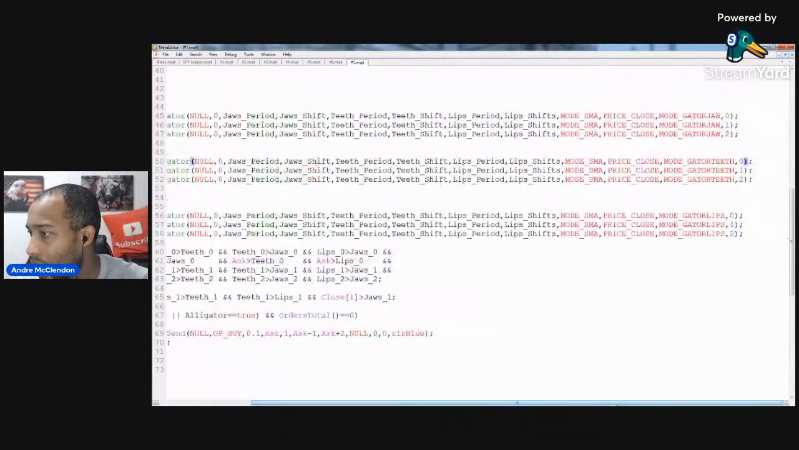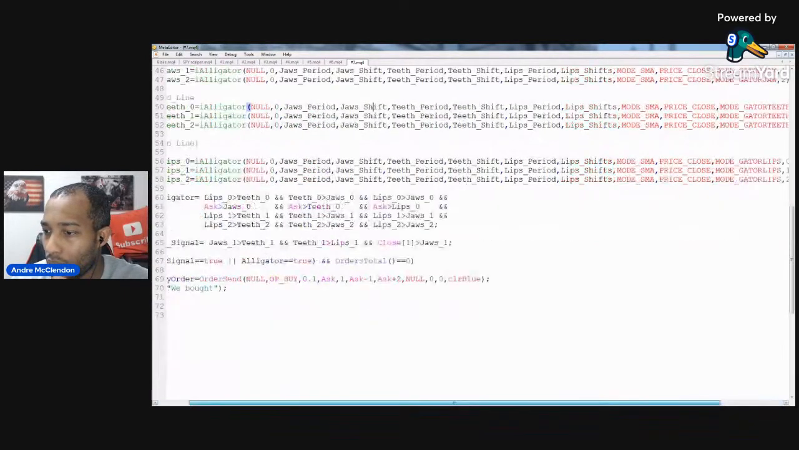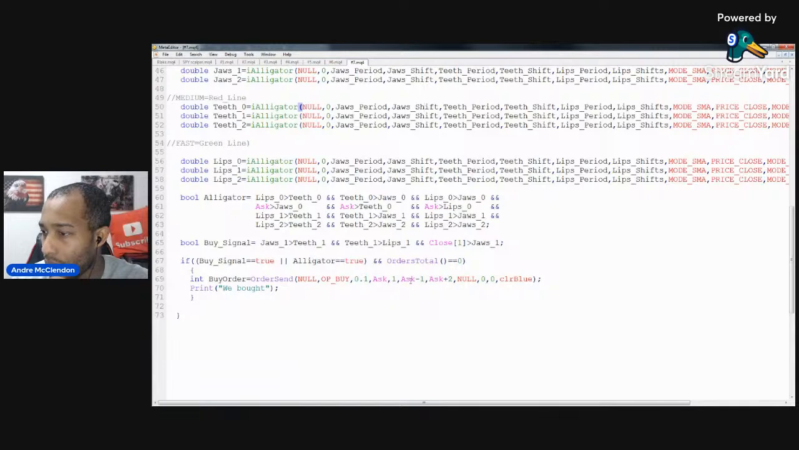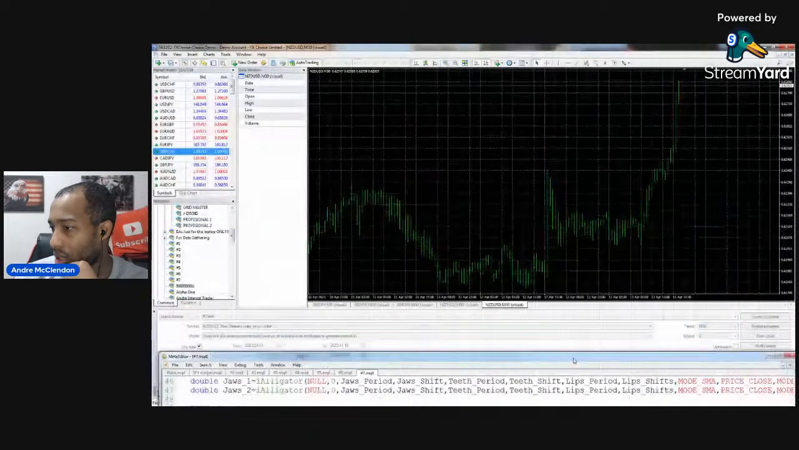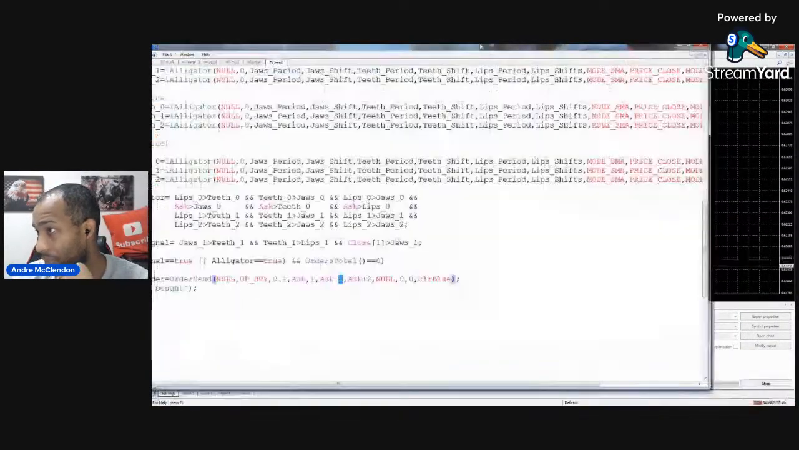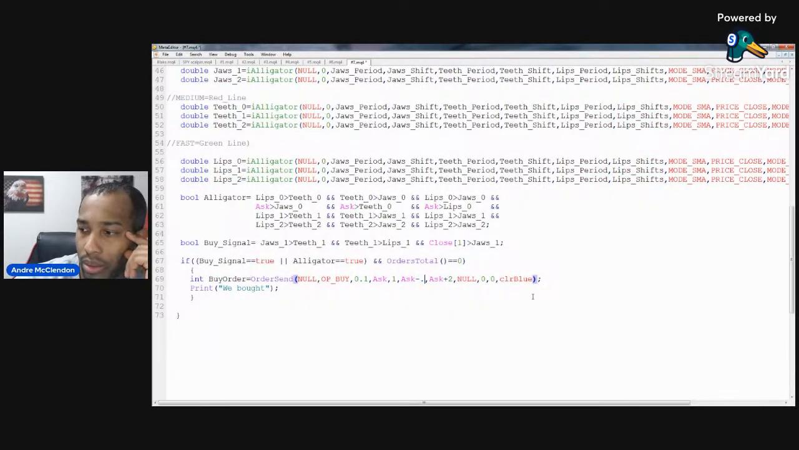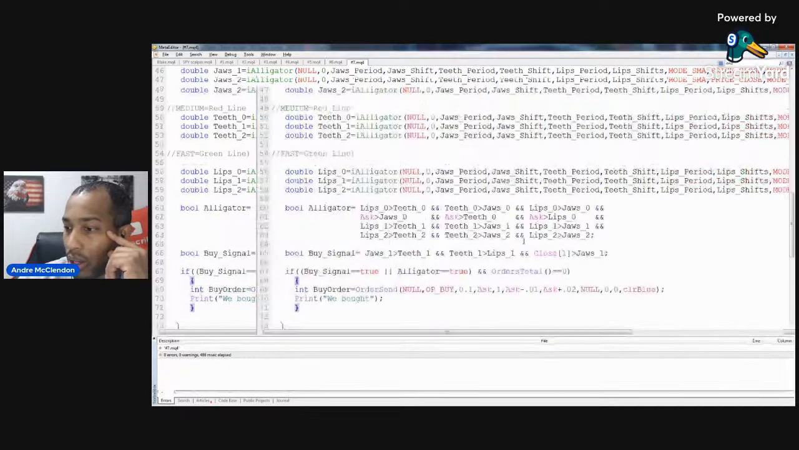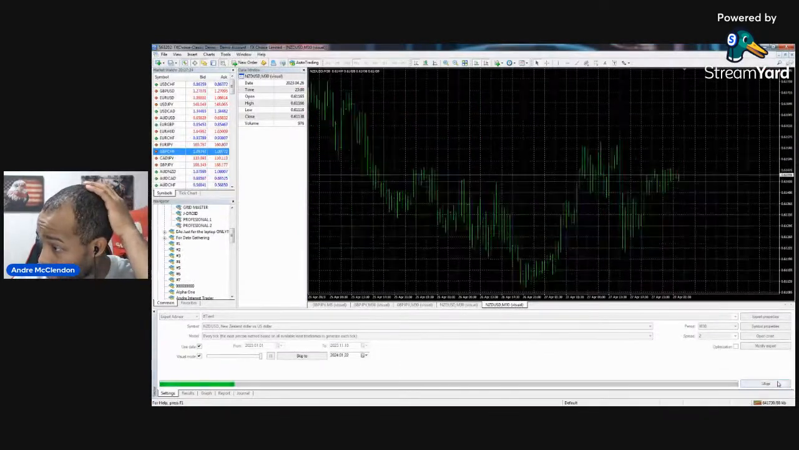Let me see. Order send ask -2. Wait. This is only for pound. Oh, yeah. We haven't talked about this yet. Give me a second. Okay, it's 5. Let's change it up a little bit to 100. 2. So now it will work on this currency pair.